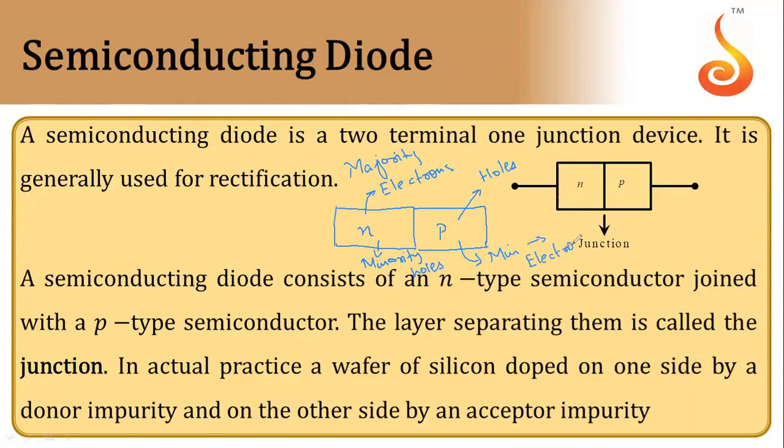So we are just going to put them side by side. There will be a layer separating them, which will be known as junction. So this layer is known as junction. And these are the two terminals. We can attach these two terminals by a battery like this.